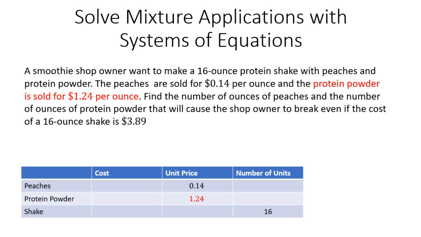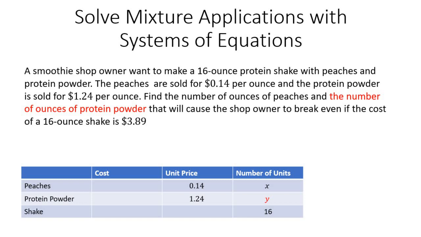And then I'm going to look at the number of ounces of each thing. So I don't know the number of ounces of peaches because it asks me specifically to find the number of ounces of peaches. So I'm going to let that be X. I also don't know the number of ounces of protein powder. So I'm going to let that be Y. And those are my number of units. I have X units of peaches, I don't know that amount. I have Y units of protein powder, I don't know that amount. But I want to create 16 ounces of this shake. So the total is going to be 16 ounces.